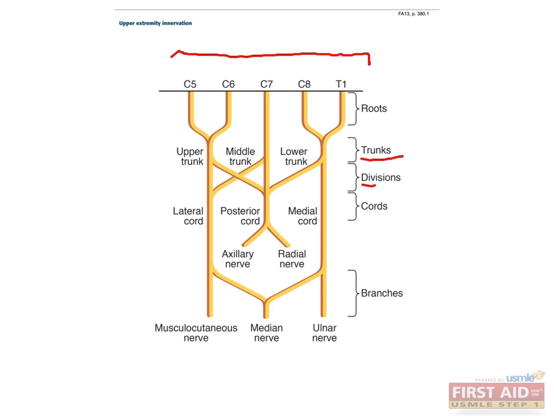After this you get to the divisions, between which there's some crossing over, so the names get complicated and kind of unimportant. Next we get to the cords, which are named for their positions relative to the axillary artery. The posterior cord splits off into the major extensor nerves of the limb, the axillary and radial nerves, so of course a posterior cord lesion will cause problems with extension.